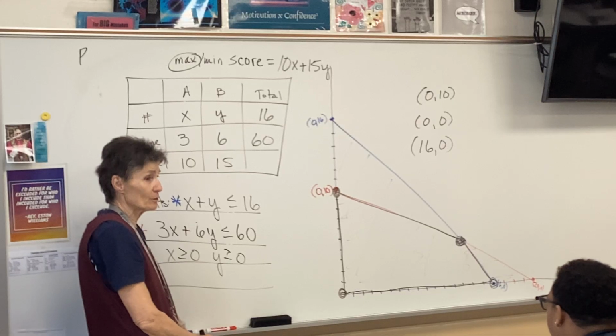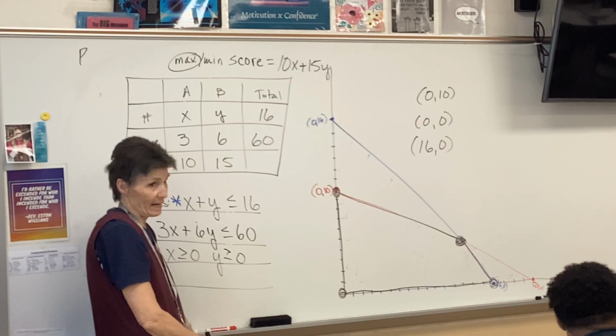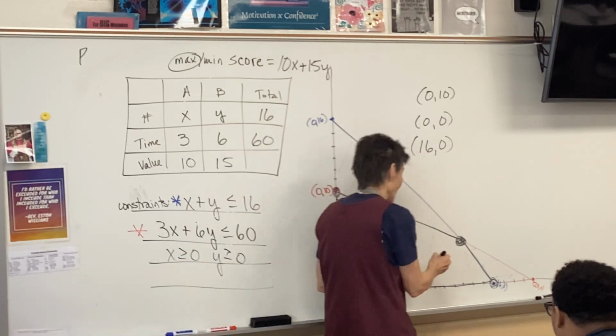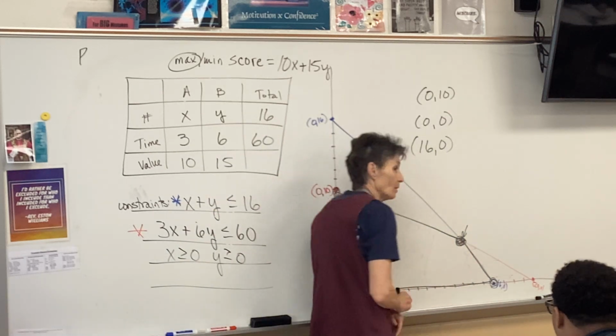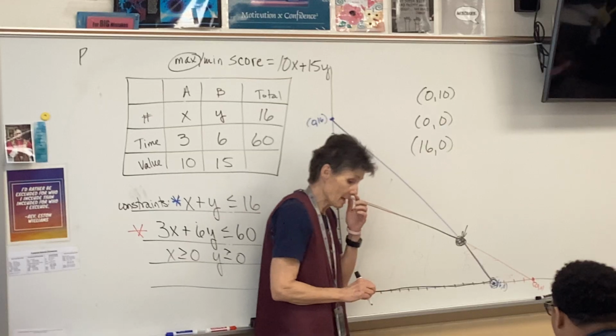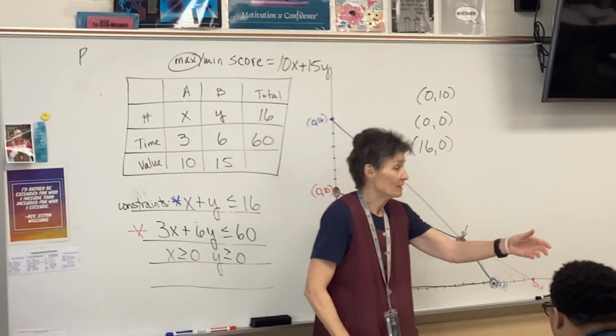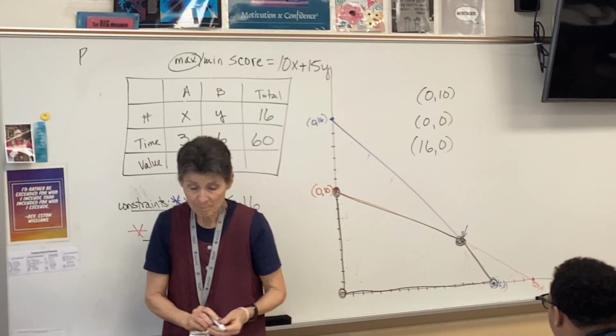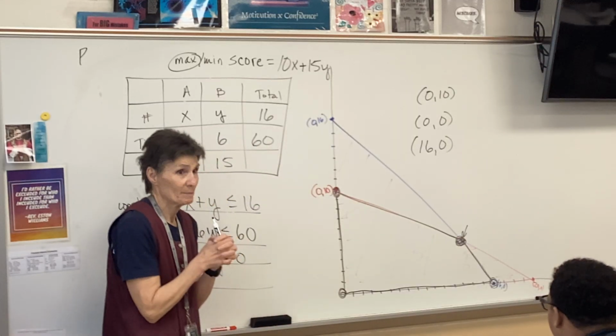Now we're not going to eyeball that. We're going to actually figure out where that black dot is. Okay? So, anybody have any idea how we will figure out where my blue line and my red line come together?